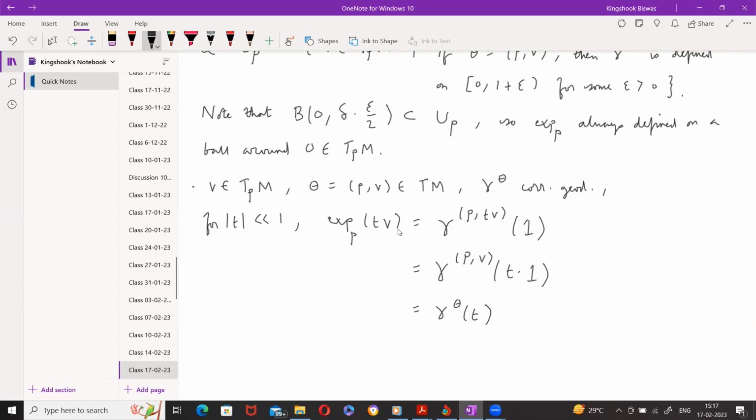Is that clear? Yeah, this is by what we did earlier, what's called the homogeneity of geodesics, right? The geodesic with initial conditions p comma tv, at a time s is given by the geodesic with initial conditions p comma v evaluated at t times s, right? Yes? Yes. Okay. So that means that this xp of tv is nothing but the geodesic gamma theta of t, right?